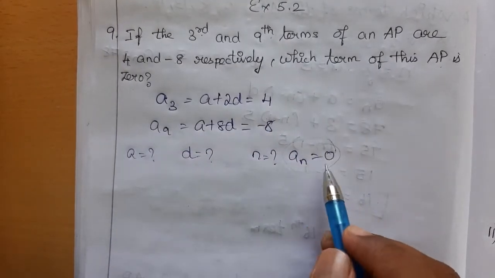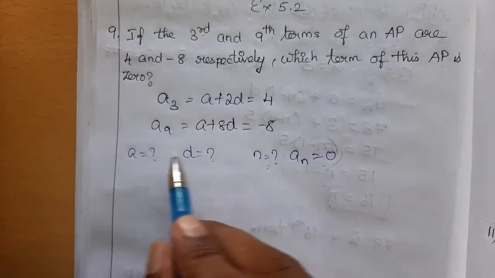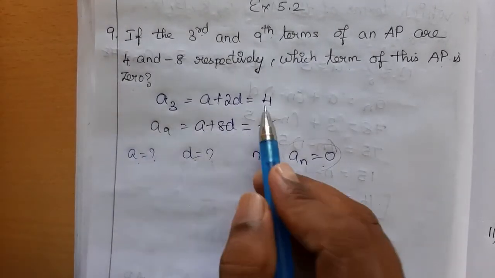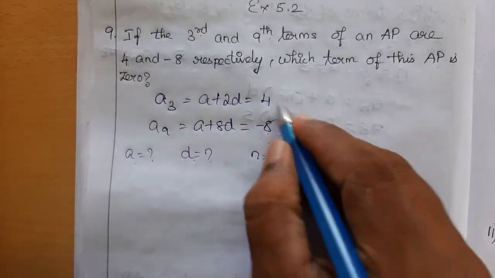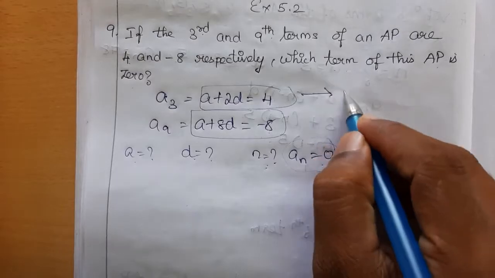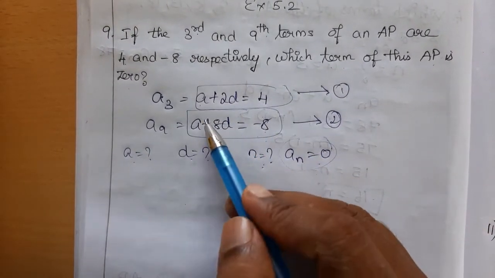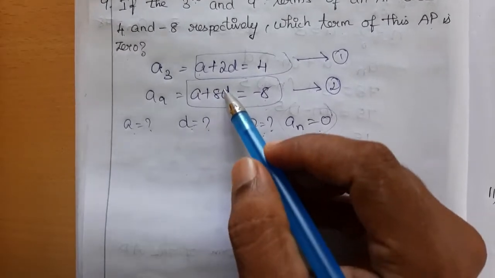Which term of AP is 0? We should know what is the n. So before knowing the n, we have to find what is the a and what is the d. So here we can find a and d just by these two linear equations, like equation 1, equation 2. So I will use the elimination method, so the a will be eliminated.